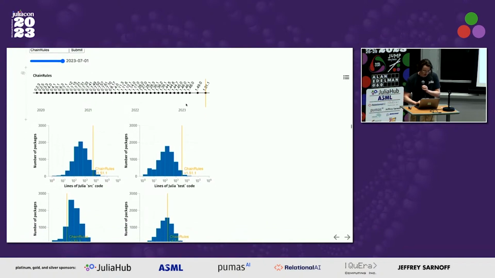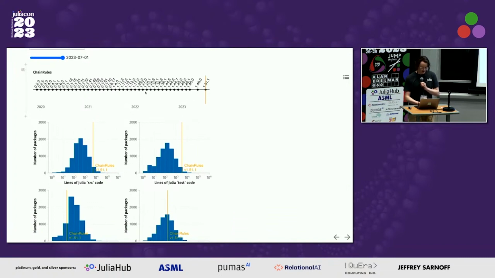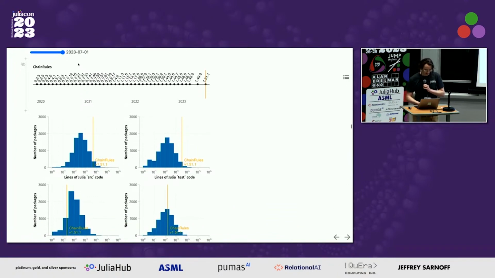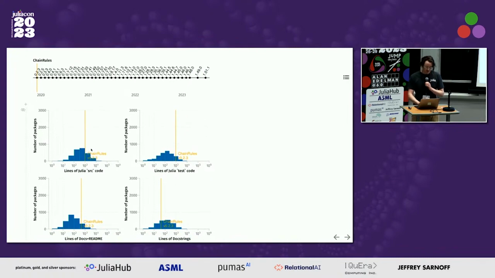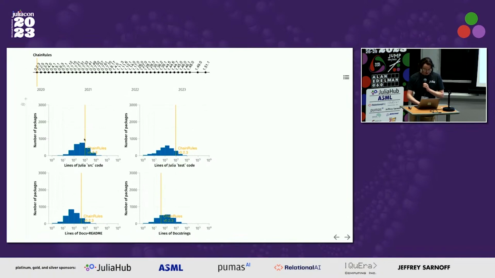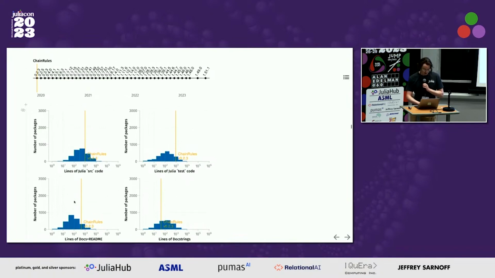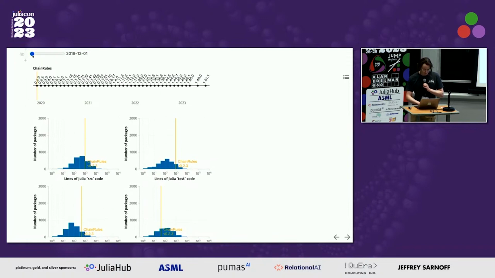Cool. This is chain rules. We've got releases very frequently. If I can go back and do the slider again. Okay. So back when general was small, chain rules was in the middle in terms of lines of source, but a lot of tests, not tons of doc strings, a fair amount of docs. Okay, now let's go forward in time.